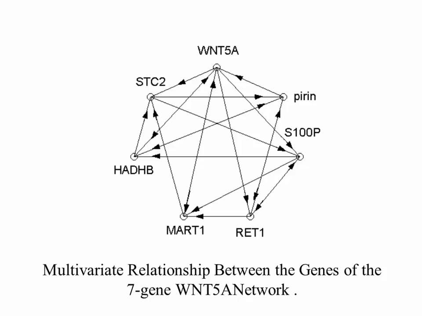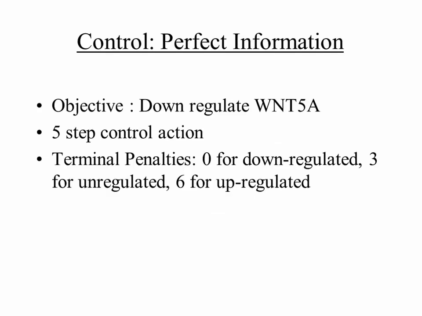And again, this was the first paper, so it's just proof of principle. Initially, in the first version of this paper, we had a toy example, but then the reviews came back, they wanted us to use biological data. So that's when we ended up putting this WNT5A example. So the objective here, for reasons that I already outlined, is to downregulate the WNT5A gene. And we just arbitrarily said, okay, we are going to look at a finite horizon problem that has 5 steps. So there's 5-step control action.